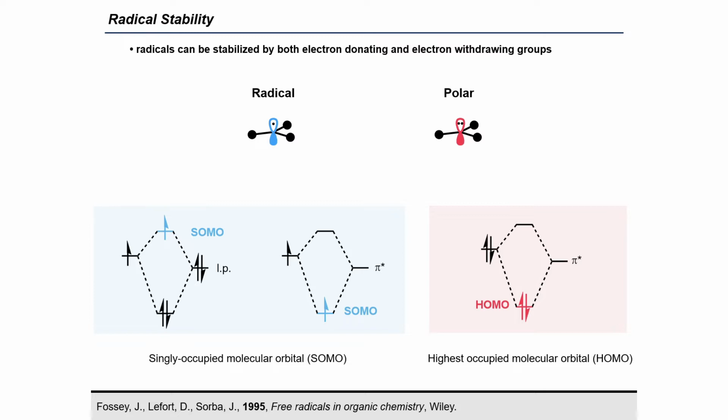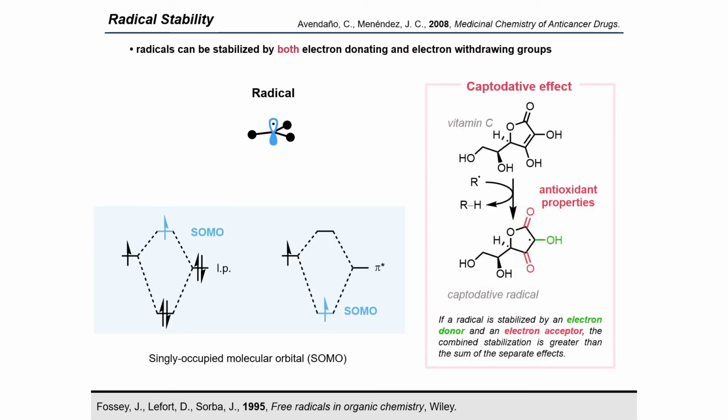In the examples we have looked at, we have considered how radicals can be stabilised by either an electron donating group or an electron withdrawing group. However, in some examples, radicals can be stabilised by both of these types of groups simultaneously, in what is known as the captodative effect. The combined stabilisation of these groups is greater than the additive stabilisation of the groups individually, and the resultant push-pull radicals underpin many important biochemical pathways.